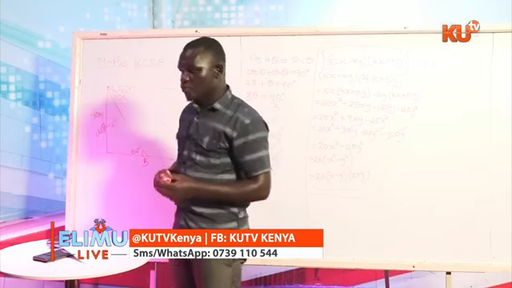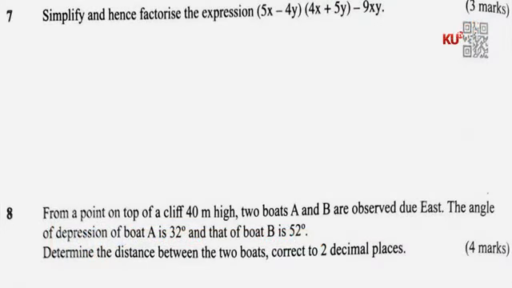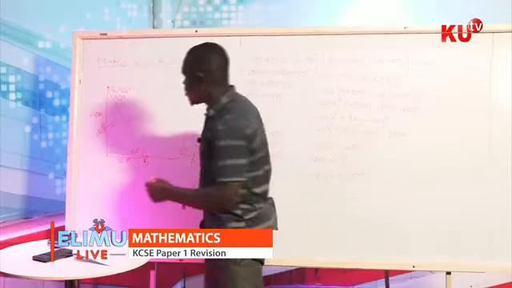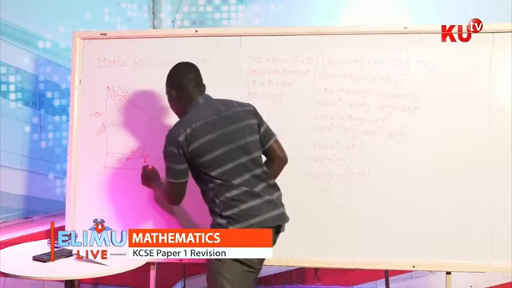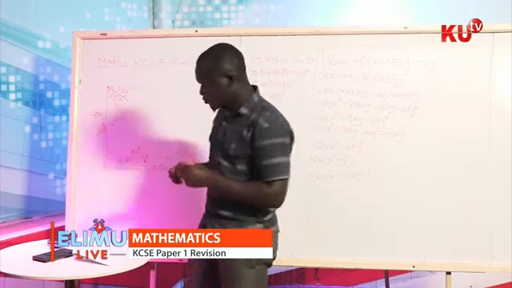Determine the distance between the two boats. In order to determine the distance between the two boats, let the distance between the bottom of the cliff and boat B be x. The distance from here to here, let it be x meters, and the distance from the bottom of the cliff to where boat A is, let it be y. This one here can be y meters.